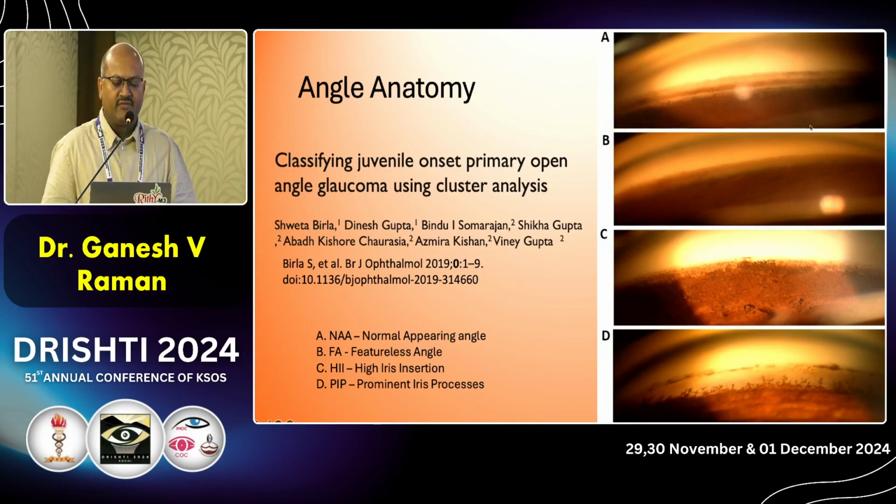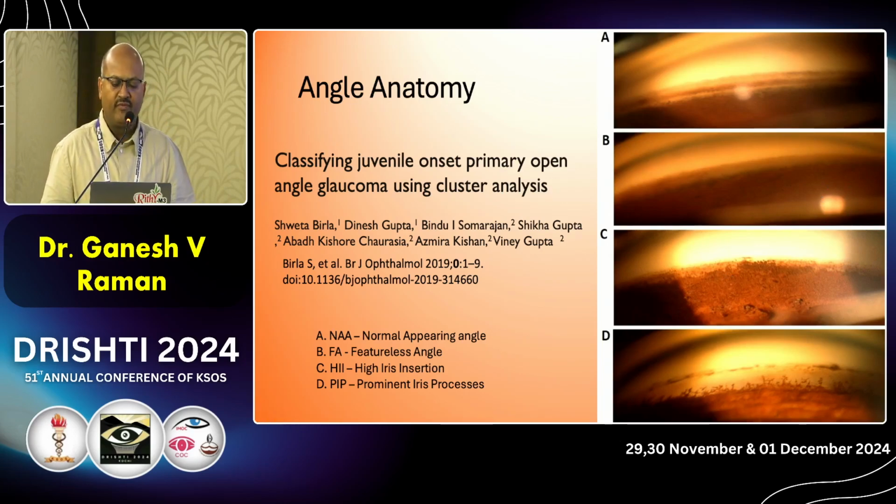The featureless angle which is shown here is the most risky. We have operated on some of them, and we have never been able to cannulate those angles. The suture doesn't go into it at all. You keep incising, cutting, and the suture will never thread. We really don't know what exactly is wrong. We are going to get an ASOCT, then maybe we'll start looking into these eyes. The third one is the high iris insertion. So this is again easily manageable.